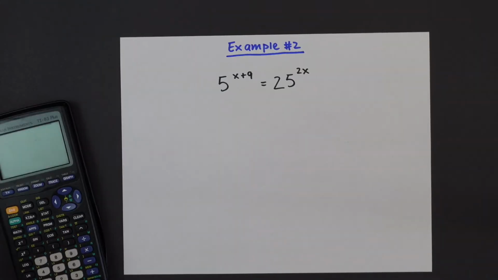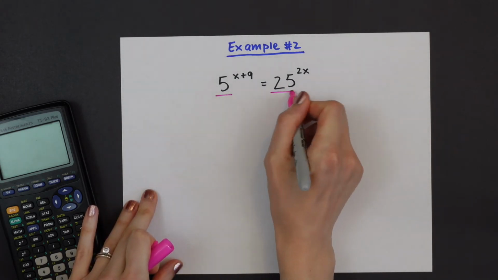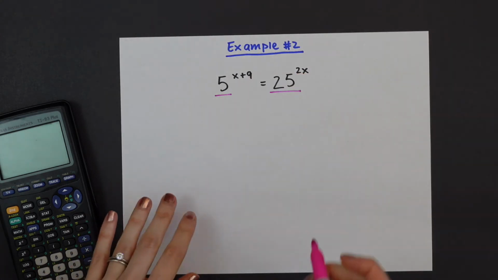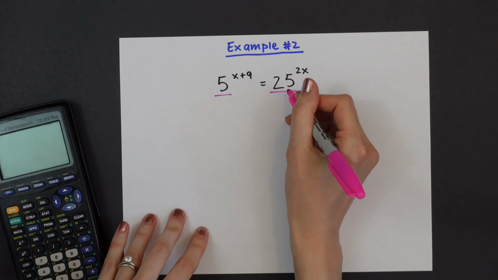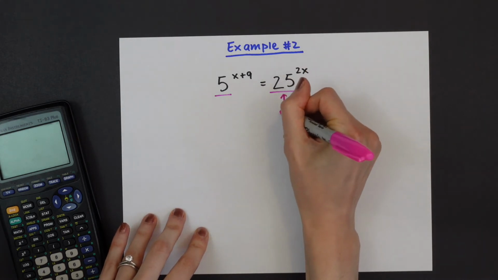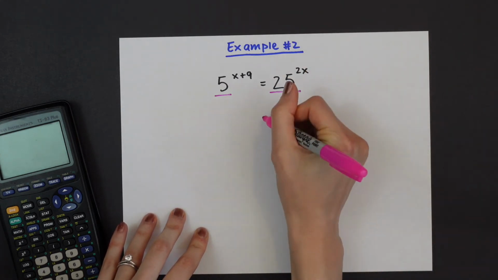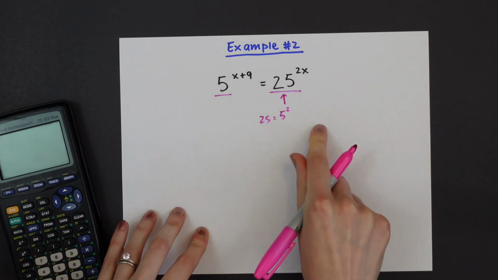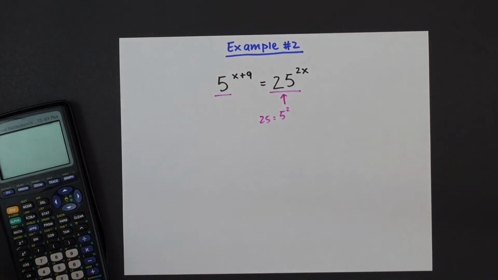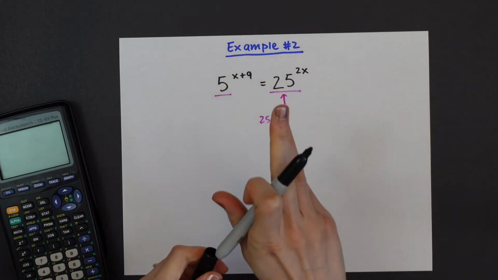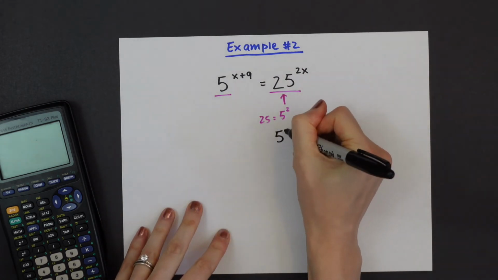For example number 2, let's look at this second example here. We have 5 to the x plus 9 is equal to 25 raised to the 2x. We need to ask ourselves, do we have the same bases here? We have a 5 and a 25. So they are not the same bases, but notice that 25 can actually be rewritten as 5 squared. So 25 is equal to 5 squared. Because of that, we can rewrite this part of the equation.